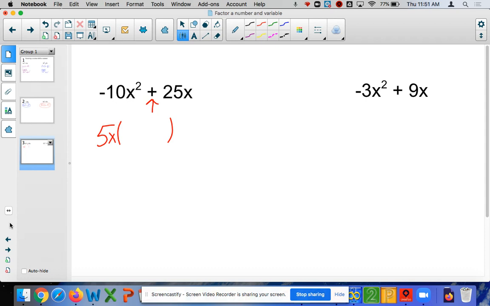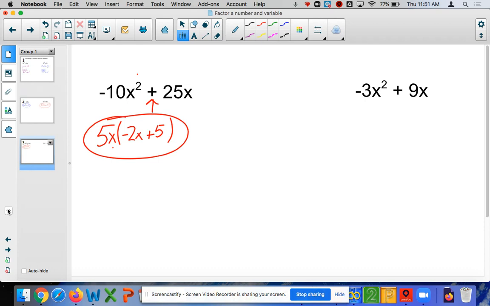5 times what equals negative 10? It's negative 2. And again, I've got 2 x's here, and I've got 1x right here. That means I need to put another x right there in the parentheses. When I factor 5x from 25, 5 times what is 25? It's a positive 5. And that's factored form right there.